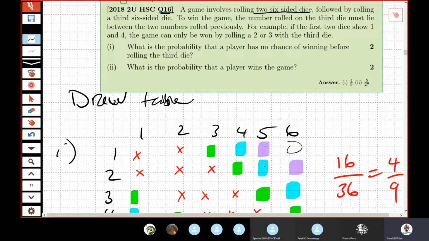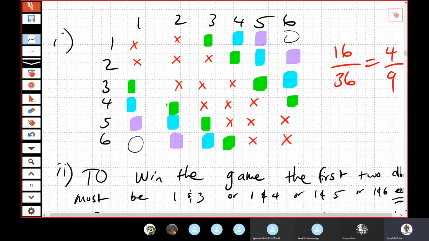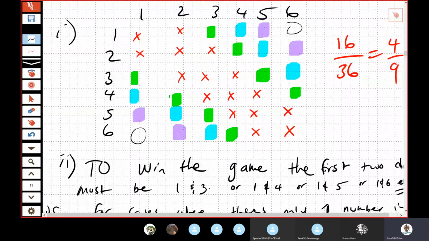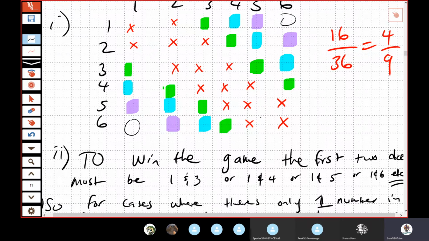So this is what I did for you guys. What is the probability that a player wins the game? What did I write? To win the game, the first two dice must be 1 and 3, or 1 and 4, or 1 and 5, 1 and 6, or 2 and 4, 2 and 5, 2 and 6, or 3 and 1, 3 and 5, 3 and 6, and so on, right?